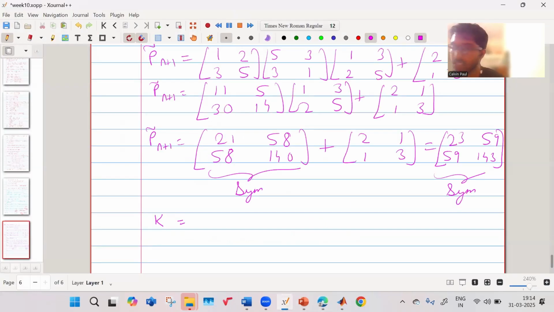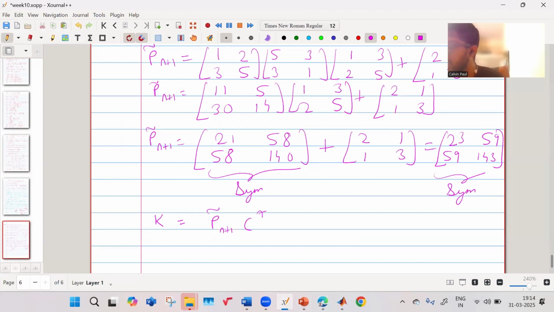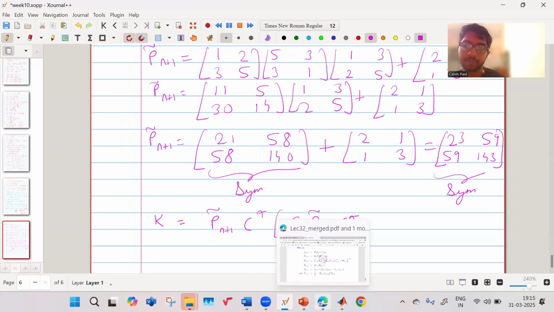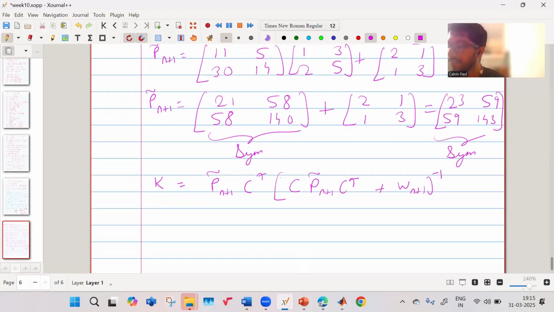First, we'll write the equation. K is equal to P tilde n plus 1 into C transpose, into the inverse of C into P tilde n plus 1 C transpose, plus W n plus 1. So let us find this part: C P tilde n plus 1 C transpose.